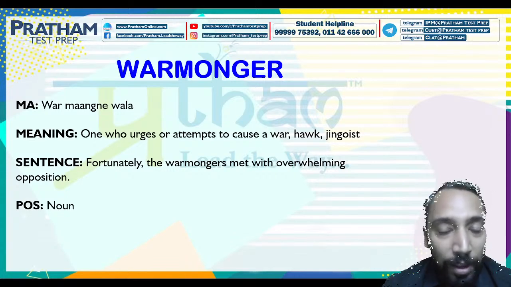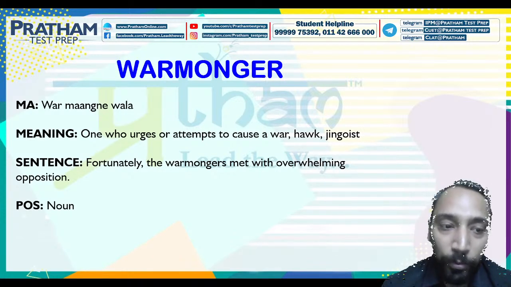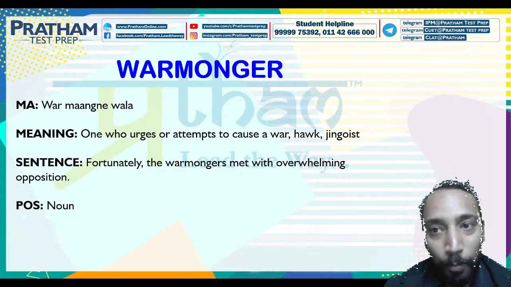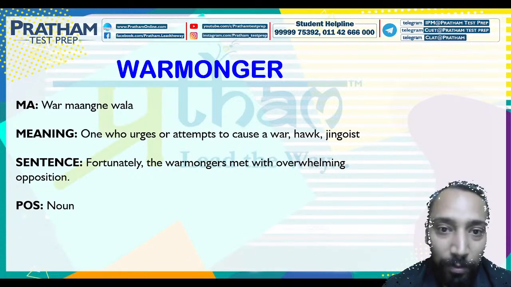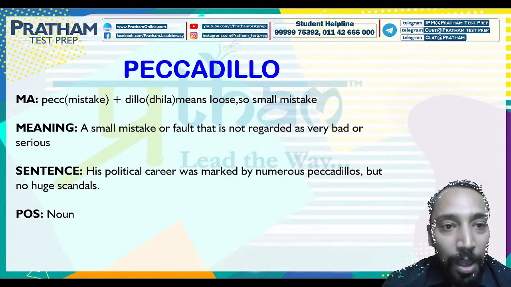The sentence that can be used with this particular word is, "Fortunately, the warmongers met with overwhelming opposition." And remember, warmonger is a noun. Okay? So I repeat this sentence once again for you. Fortunately, the warmongers met with overwhelming opposition. That means no one wants a war in today's time. We know of the Russia-Ukraine crisis, right? So let's move on. The next word is peccadillo.